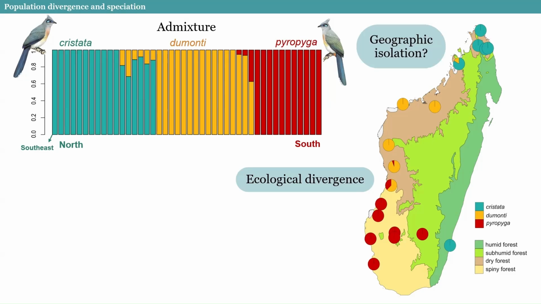Up north, though, the differences between habitats here are not really clear. Most of these northern as well as eastern Cristata actually live in dry forest that looks pretty much exactly like the dry forest that Diamanti lives in.